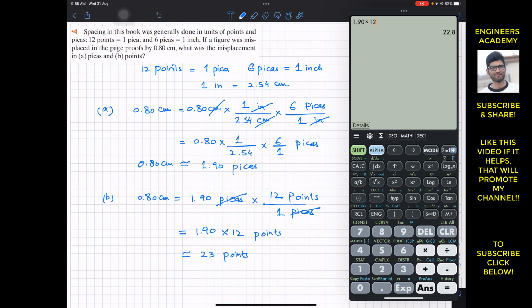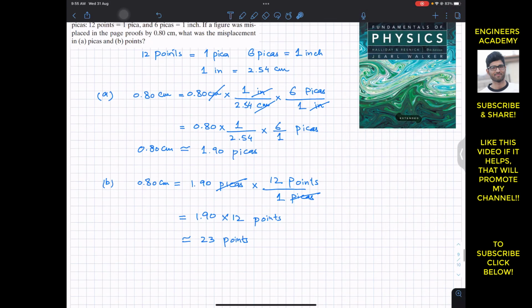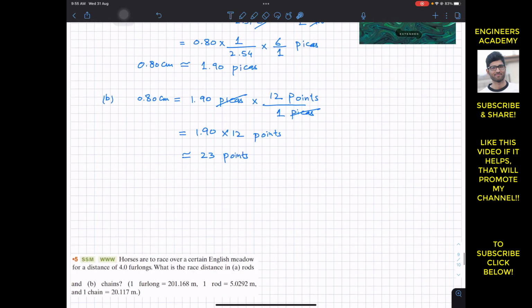So 0.80 centimeter is equal to 1.90 picas, and 0.80 centimeter is equal to 23 points. So this is the solution of this problem 4 from Fundamentals of Physics.